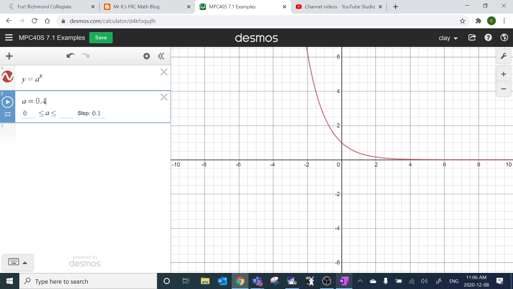So there we go. You'll notice 7.1 doesn't actually have any homework. So you don't actually have to do an assignment for 7.1. And that's it. That's the whole lesson.